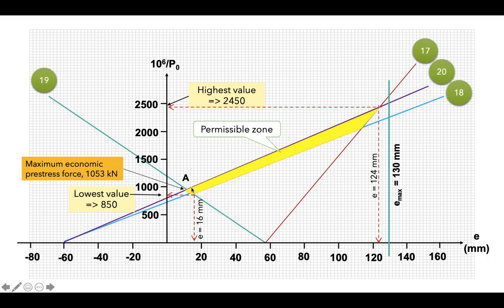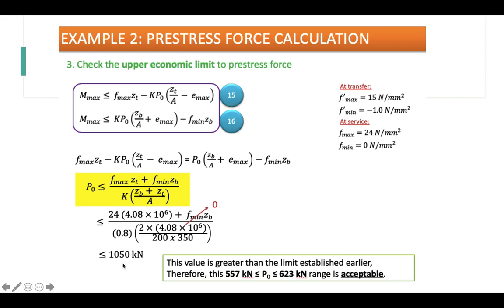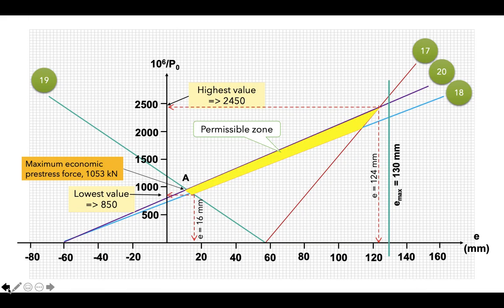So you can see here that we have the intersection between these two lines. So we have point A. This value is almost similar to what we have already calculated in example 2. The value that we have here is 1050 kilo Newton. So from the Magnel diagram, we can actually determine the value directly.